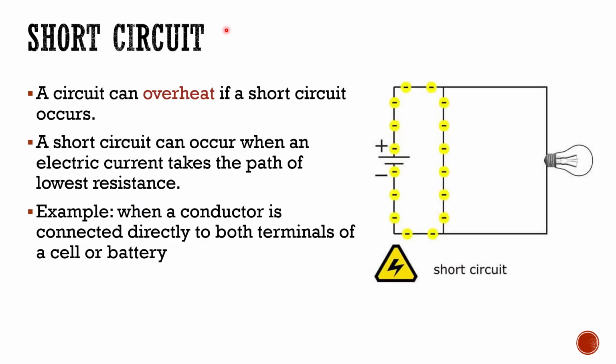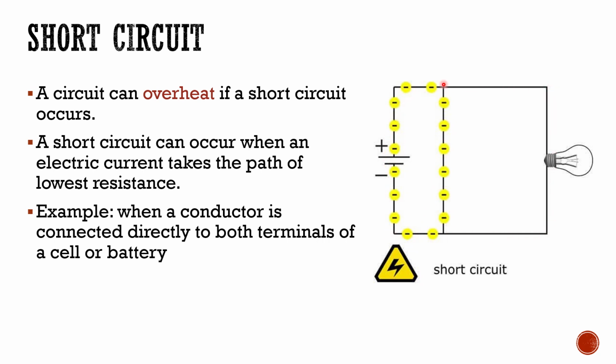Now, the second thing under the heating effect of a current that we must look at is a short circuit. Now, a circuit can overheat if a short circuit occurs. A short circuit can occur when an electric current takes the path of lowest resistance. So normally, if you look at the circuit diagram here, the current will flow from the battery through the bulb back to the battery, and you will have a proper electric circuit.